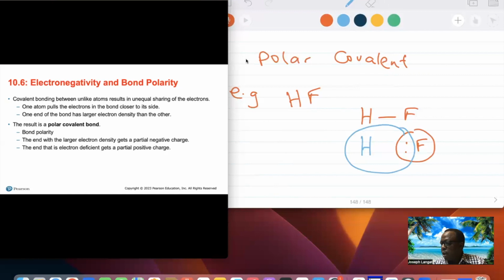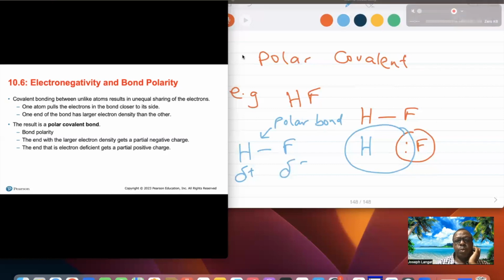And in this structure, we indicate this as partially positive because it is the electron-poor region of the molecule, and partially negative is the electron-rich portion of the molecule. We say that this bond is a polar bond because there is unequal sharing of electrons, polarity.